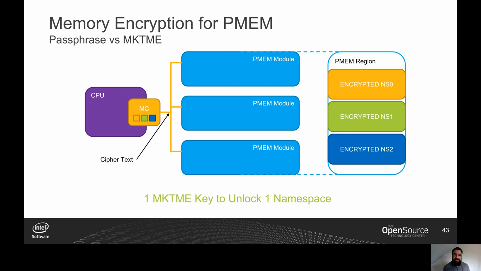With MKTME, the encryption moves to the memory controller, and we have multiple of these keys. So what it allows for is, instead of encrypting at the module level and unlocking entire regions, we can encrypt at the namespace level, which is more similar to DMCrypt or BitLocker or whatever flavor you like of volume encryption. And so it's a more fine-grained way to protect persistent memory at rest.